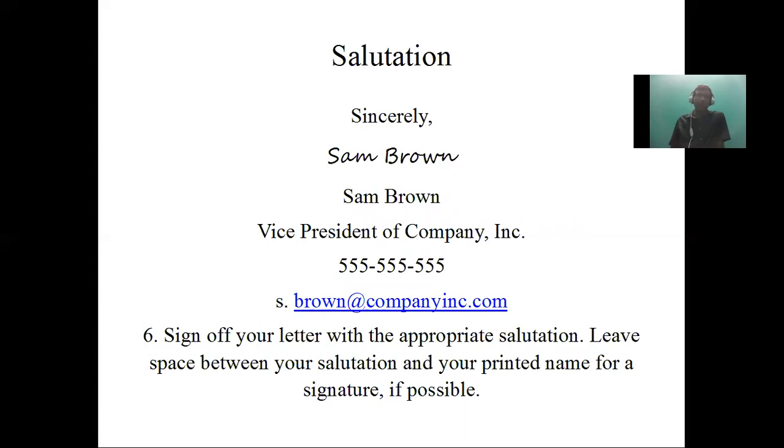Leave space between your salutation and your printed name for a signature. You'll find that there is a signature of Sam Brown between the salutation, that means the word sincerely, and the printed name Sam Brown. So in between there is a small gap. In this small gap, you have to make space for your sign. You will put your sign in that space. This is just an example of the signature. So you should place your signature in that gap.